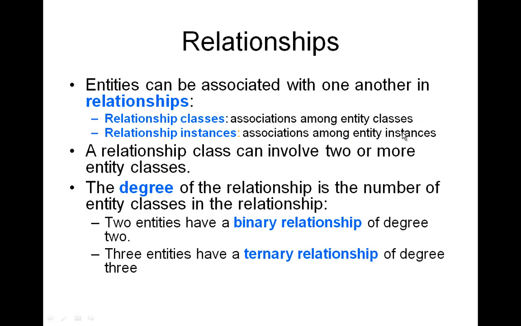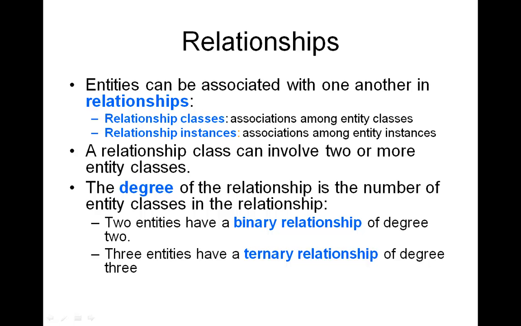Entities can be associated with one another in a relationship. If the associations are among entity classes, they are called relationship classes. And if the associations are among entity instances, they are called relationship instances. A relationship class can involve two or more entity classes. Again, this is something that we have to understand on the model level, so you'll understand the different relationships between the entities that you identify in the system, and from there you can convert that into a design later on.